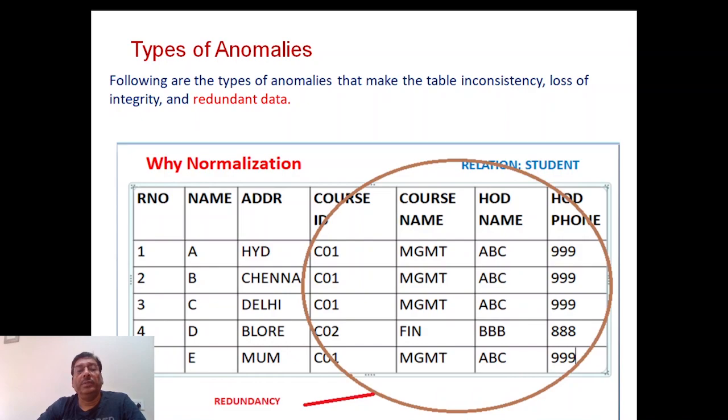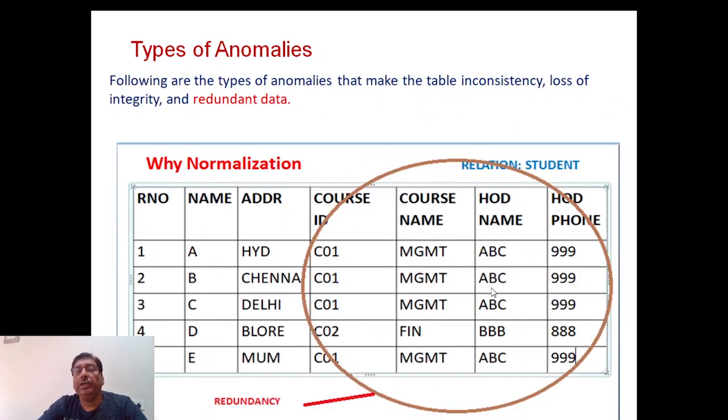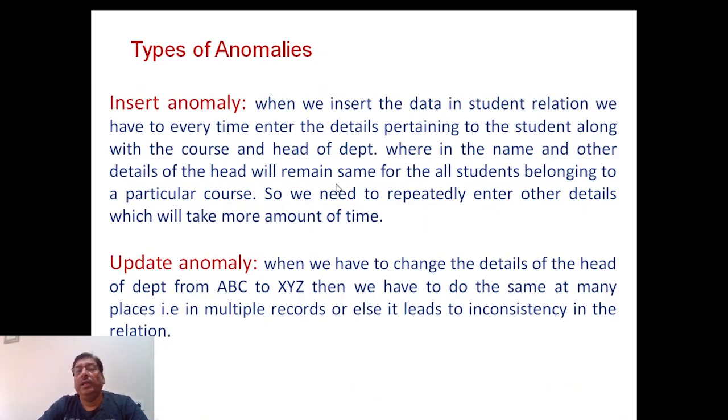So this may take a longer time to insert the data pertaining to a student. What you can term this as is the problem that exists with insertion of data. Just try to understand this. When we insert the data in a student relation, we have to enter every time the details of the student along with the course and the head of the department, wherein the name and other details of the head are going to remain the same for a particular course. But in spite of that, you have to enter the details about the head and the course. So this is going to take a longer time while you enter the data.